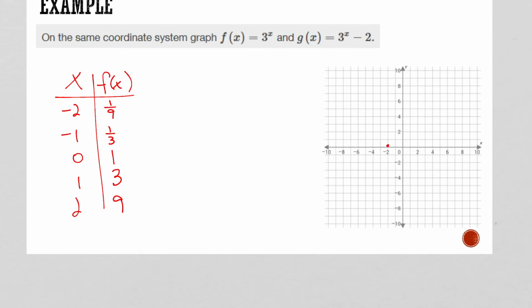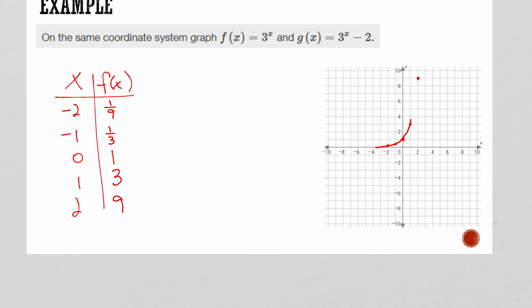I don't know exactly where 1/9 is, but I do know that it's really, really close to 0. Negative 1, 1/3, slightly above that. (0, 1) is right there. (1, 3) right there. (2, 9) is up here.